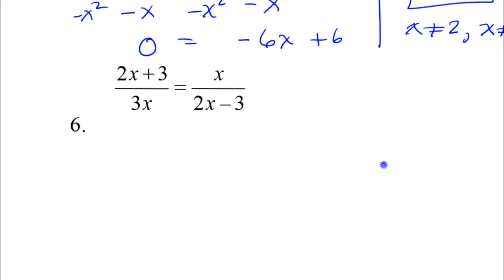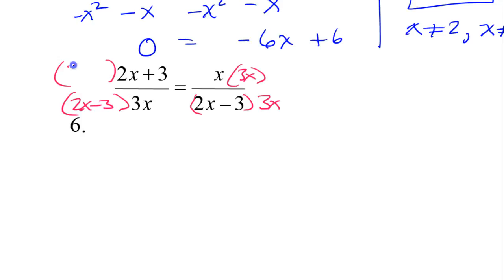All right, number 6. Again, I need to form like denominators. All right, so I'm just going to treat these as two separate factors. So this side needs a 3x. This side needs 2x minus 3. All right, now the denominators are the same. Because it's an equation, I can now cancel these out.